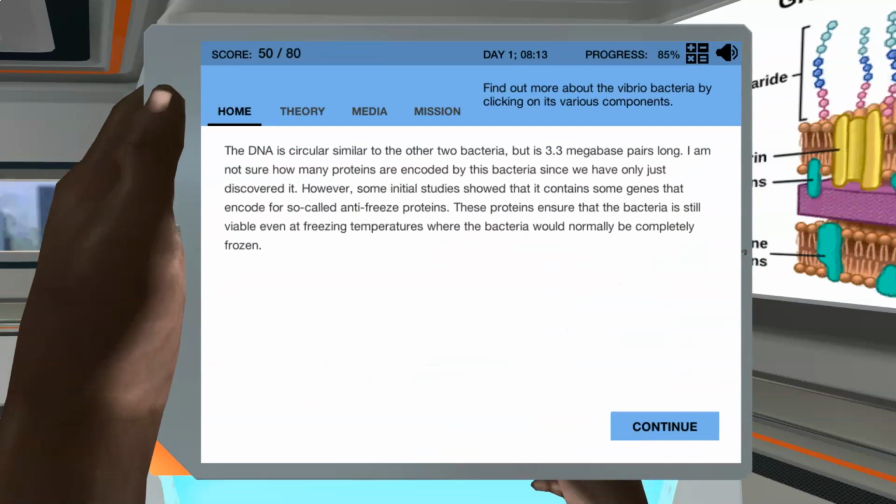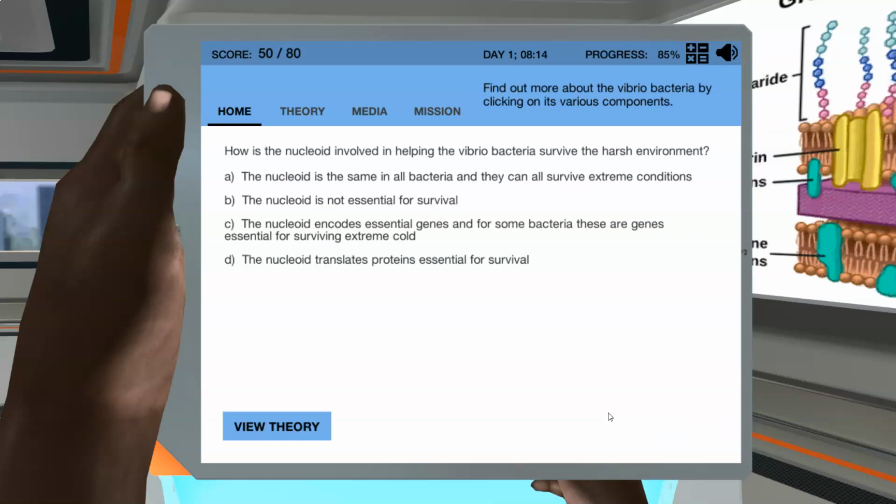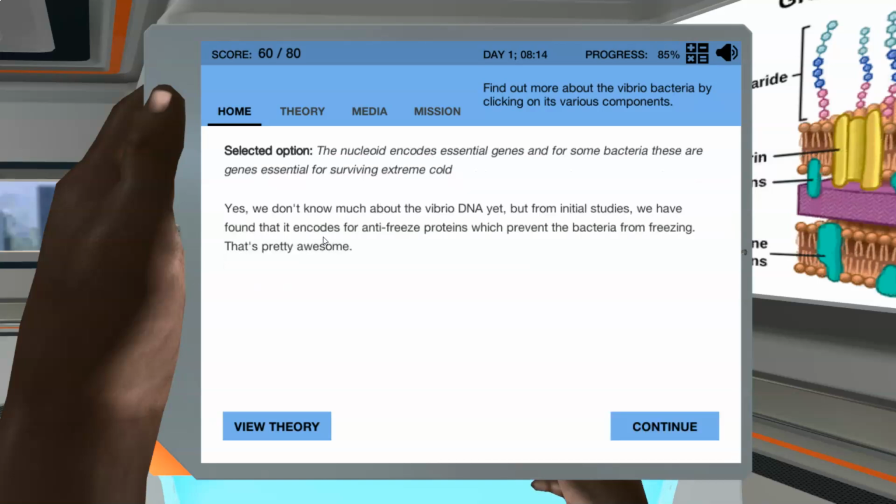The DNA is circular, similar to the other two bacteria, but is 3.3 megabase pairs long. I am not sure how many proteins are encoded by this bacteria since we have only just discovered it. However, some initial studies showed that it contains some genes that encode for so-called antifreeze proteins. These proteins ensure that the bacteria is still viable even at freezing temperatures where the bacteria would normally be completely frozen. How is the nucleoid involved in helping the Vibrio bacteria survive the harsh environment? Yes, we don't know much about the Vibrio DNA yet, but from initial studies, we have found that it encodes for antifreeze proteins which prevent the bacteria from freezing.